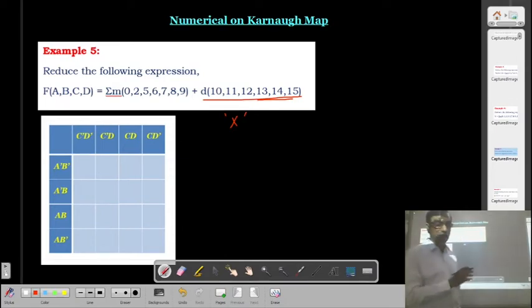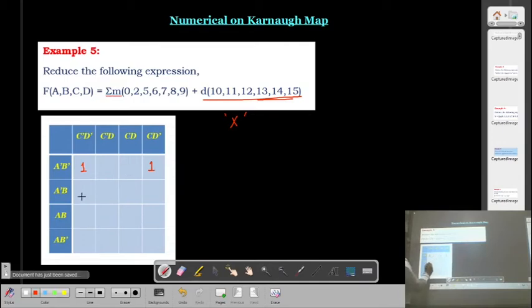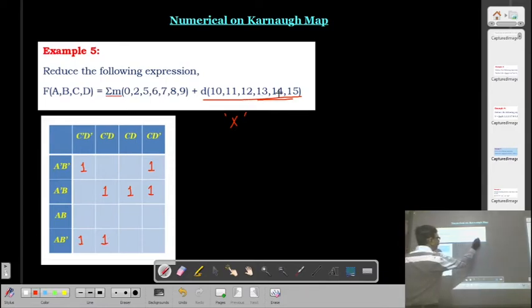So now let us see how we can simplify with the don't care condition. Okay, so here the min terms are 0, 2, 5, 6, 7, 8, 9. So for 0, I have to write 1, then 1, 2 is there, and 3, 4, 5, 6, 7, 8, 9. So these are the positions for the min terms, correct? And now we will have the positions for the don't care condition. So what are those? 10, 11, 12, 13, 14, 15.